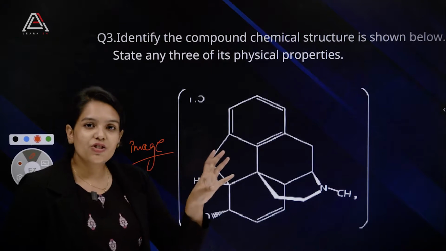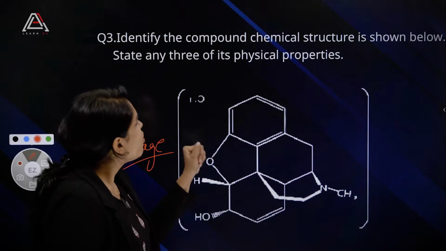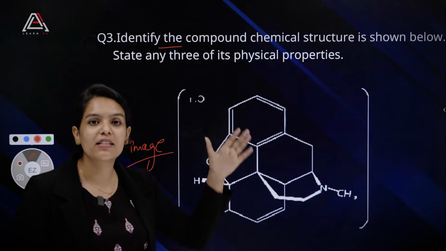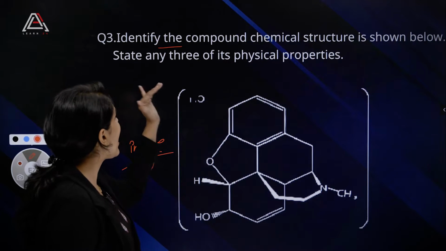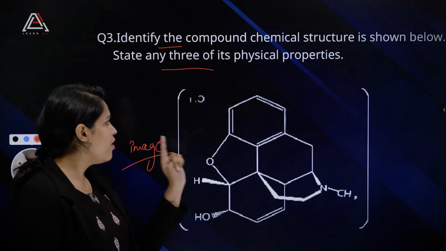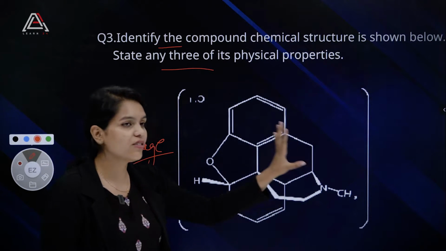There is a structure which is provided to you. What is the question? Just go through the question. So they are asking to identify this particular chemical structure and state any 3 of the properties. Alright, so there is an image, there is a structure.